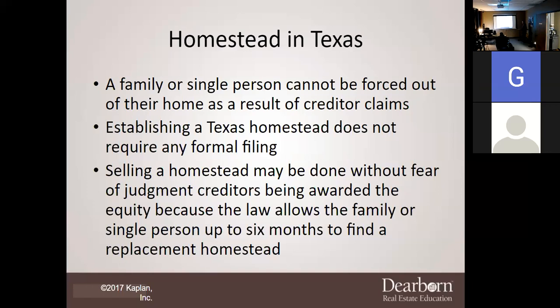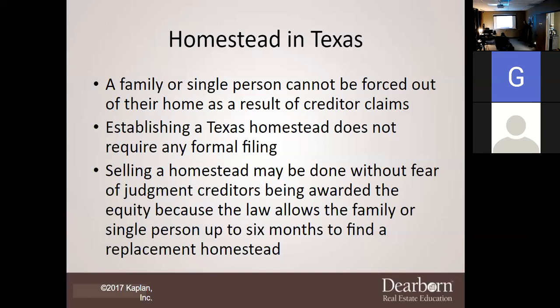Because you did not fulfill your duty, Mr. Wyatt, guess what? They can force the sale of your home, period. Now, is that fair? Well, yeah, because you should have known your stuff, okay? You should have known the materials, should have been aware of these things. So when we're talking about this stuff, understand that with a homestead, if you take the exemption, a family or a single person cannot be forced out of their home as a result of a creditor's claim.